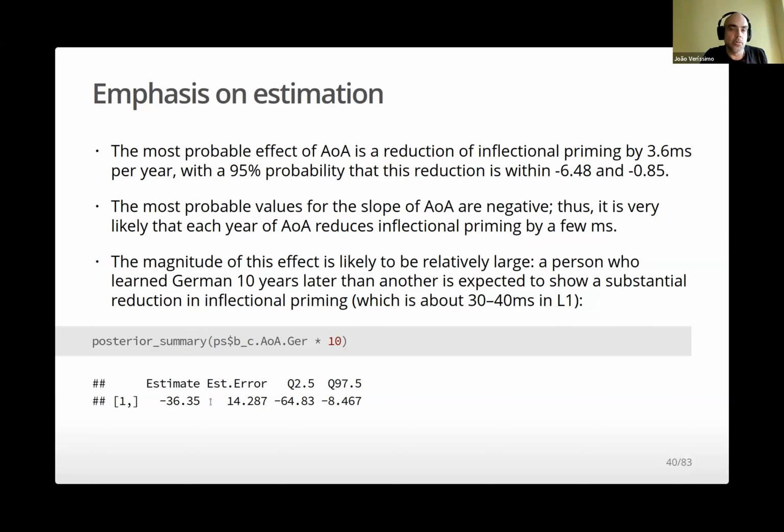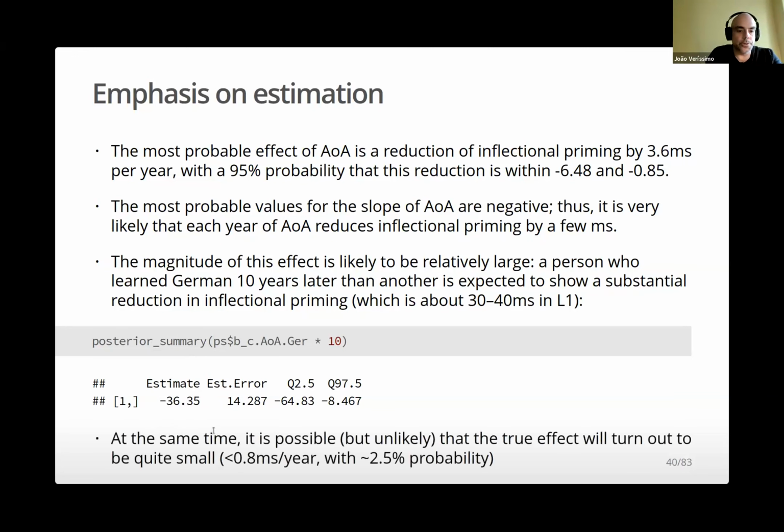the amount of priming in native speakers for inflectional priming. In this paradigm of masked priming, we typically get magnitudes around 30, 40 milliseconds. And so this kind of reduction over 10 years of AOA seems large enough for it to be interpreted, and it has consequences for our scientific explanation.